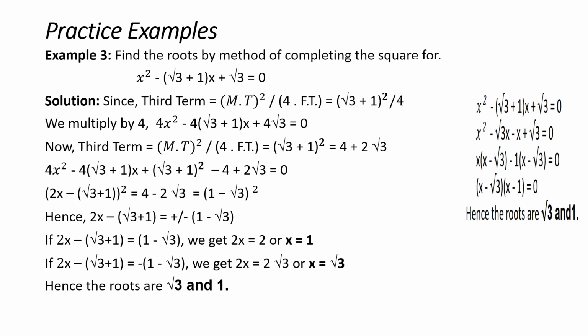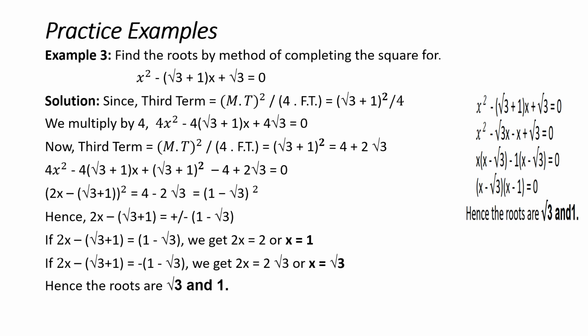So in the first case, if we take 2x − (√3 + 1) equal to 1 − √3, we get in simplified form x is equal to 1. And if we take 2x − (√3 + 1) equal to −(1 − √3), we get x as √3. So now we have the two roots as √3 and 1.